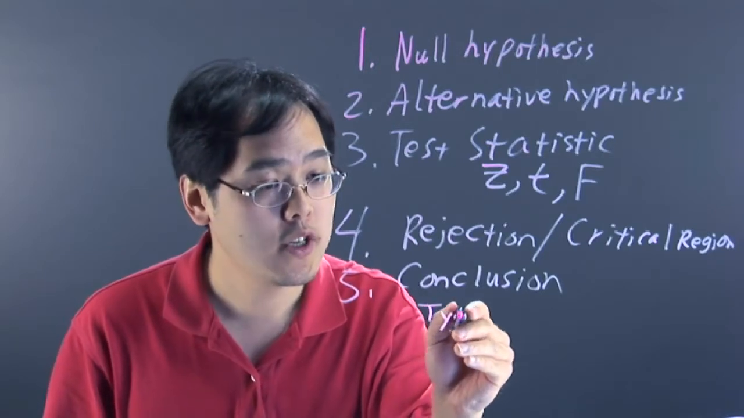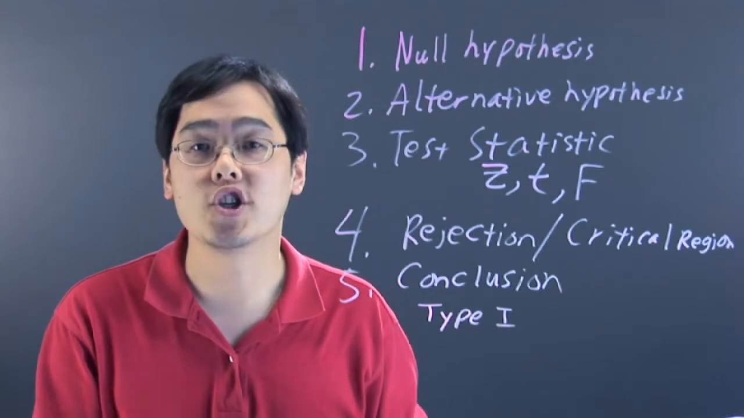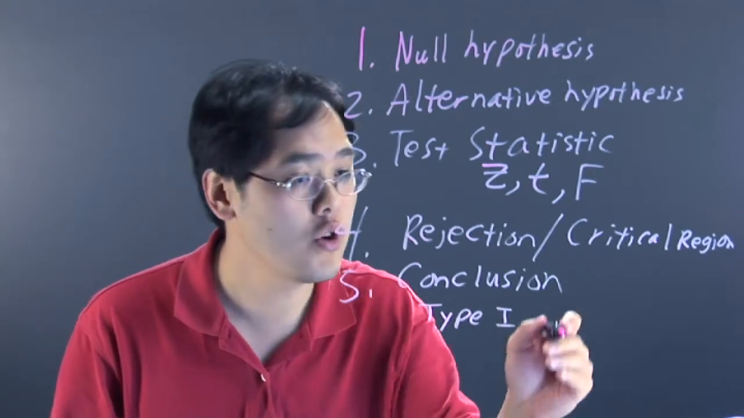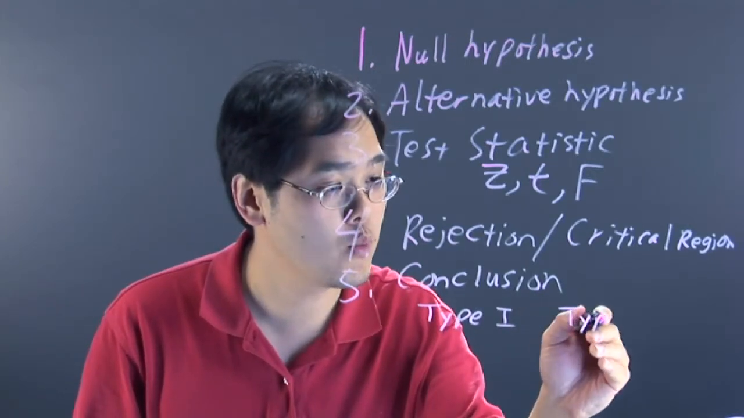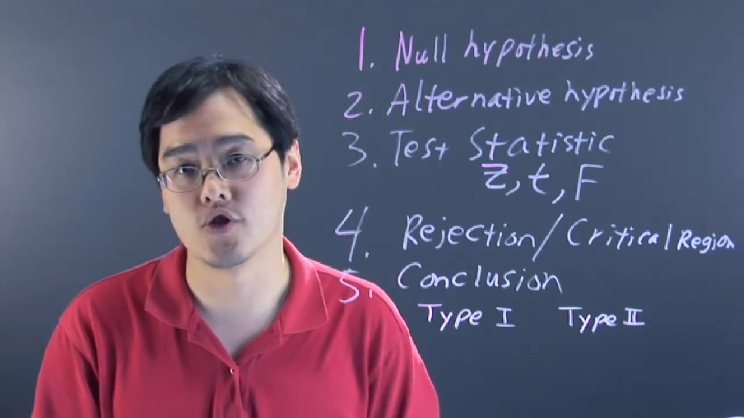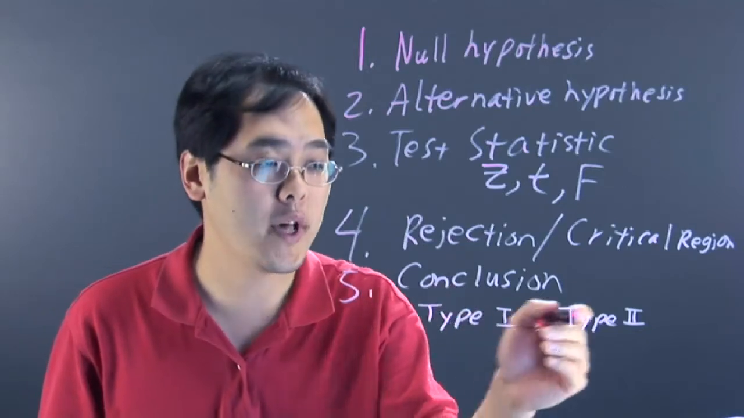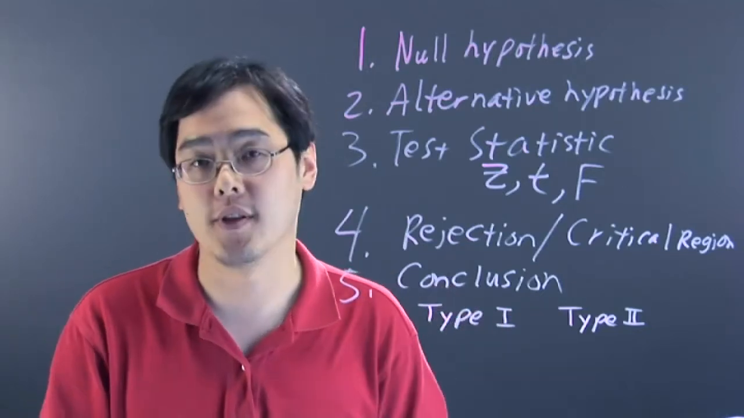You might commit one of 2 errors. There's a type 1 error where you reject the null hypothesis when it is true, or you may commit what's known as a type 2 error where you reject the alternative hypothesis when it is true. So no study is perfect, but you do have to allow the possibility of possibly committing those errors.